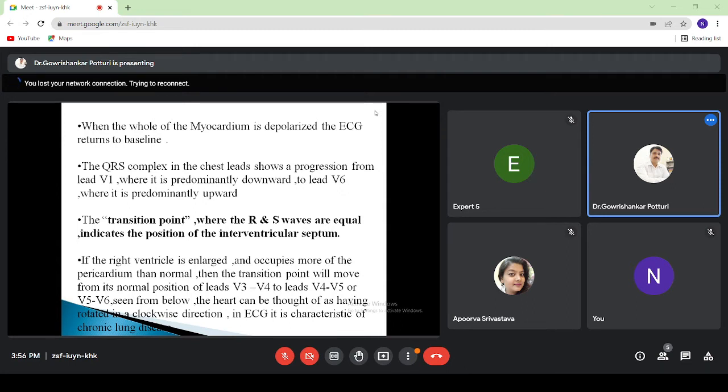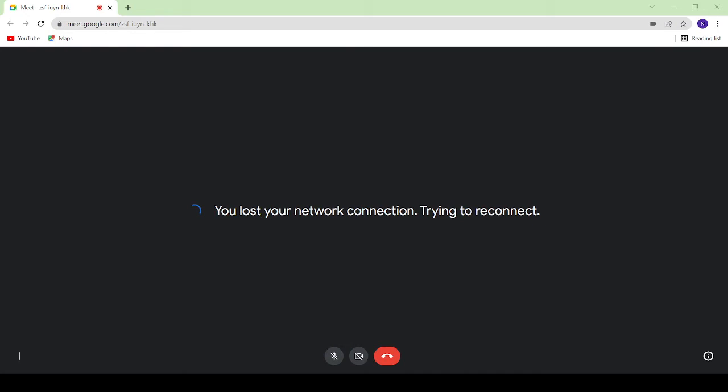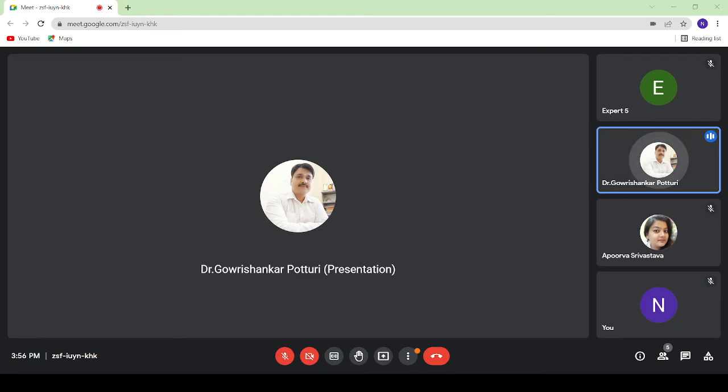Slowly, it may even shift to V5 and V6, seen from below. The transition shifting from V3, V4 to V4, V5 or V5, V6 indicates chronic lung diseases.